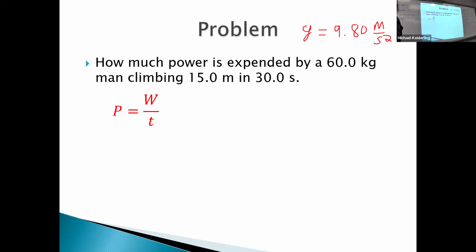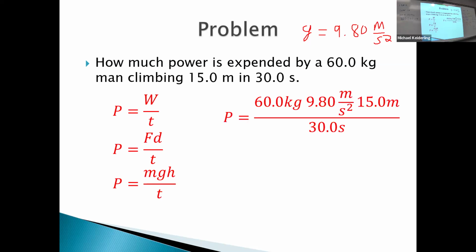This is fairly straightforward. Power is work over time. Work is force times distance. The force required is going to be the mass times gravity. So this is going to be mgh over time. 60 kilograms times 9.8 meters per second squared times 15 meters divided by 30 seconds comes out to 294 watts.